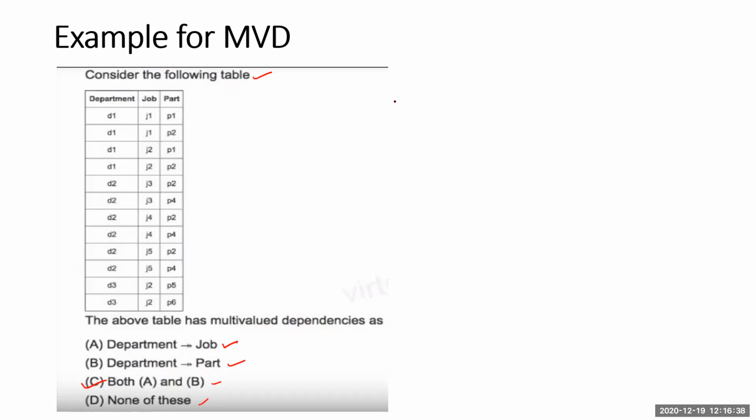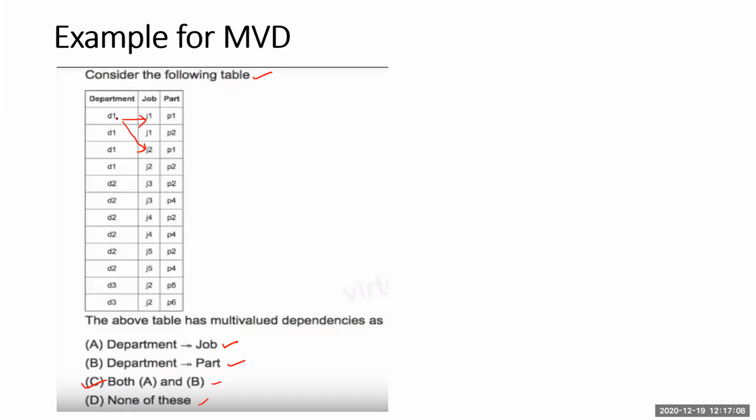First, let me write the condition. You know that department should multi-determine job and department should multi-determine part. That means one department should have more than one job. You can see one department has more than one job. In the same way, one department can have more than one part, P1 and P2. D1 has P1 and P2. Now, when I combine this into a single table, I will have a redundancy.